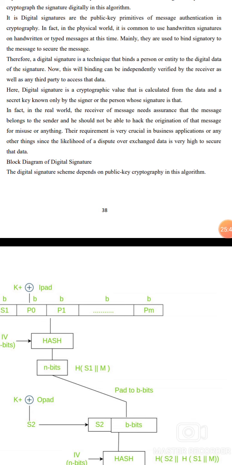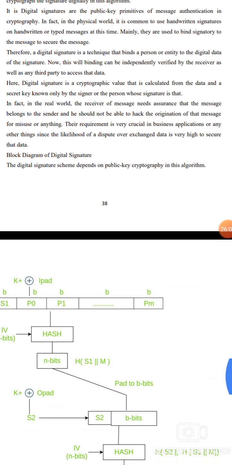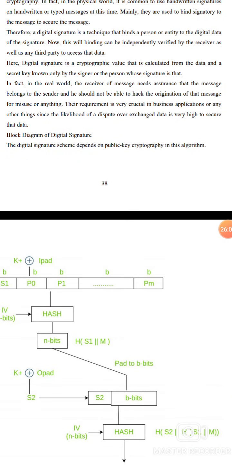In the real world, the receiver of a message needs assurance that the message belongs to the sender, and the sender should not be able to deny the origination of the message or misuse it. This requirement is very crucial in business applications. The likelihood of dispute over changed data is very high, so the data must be secured.